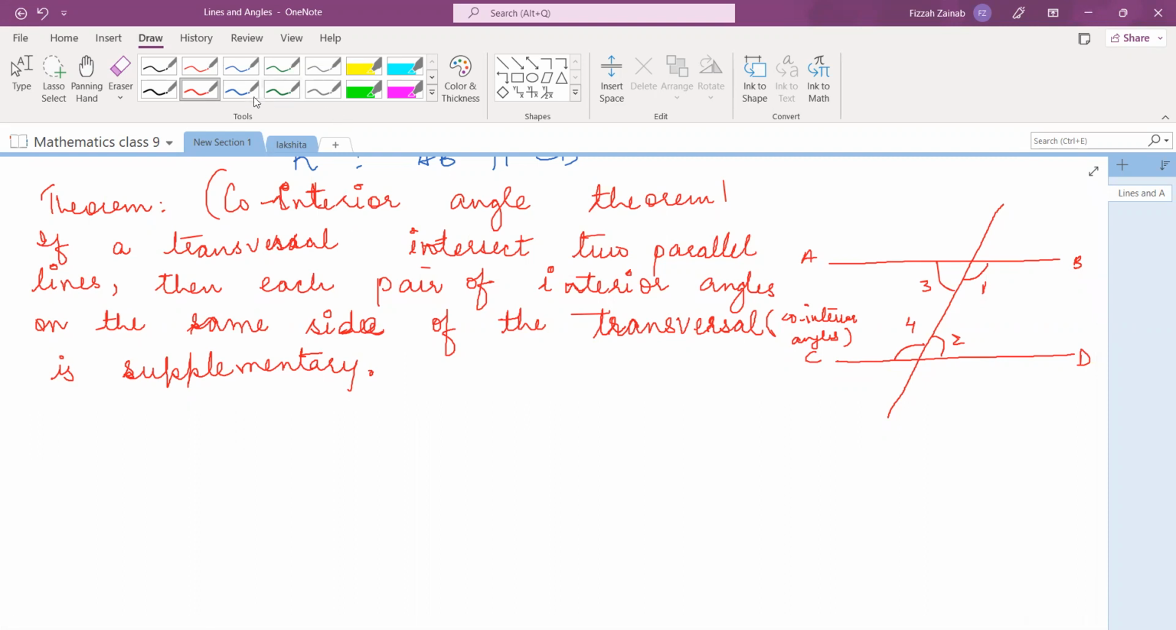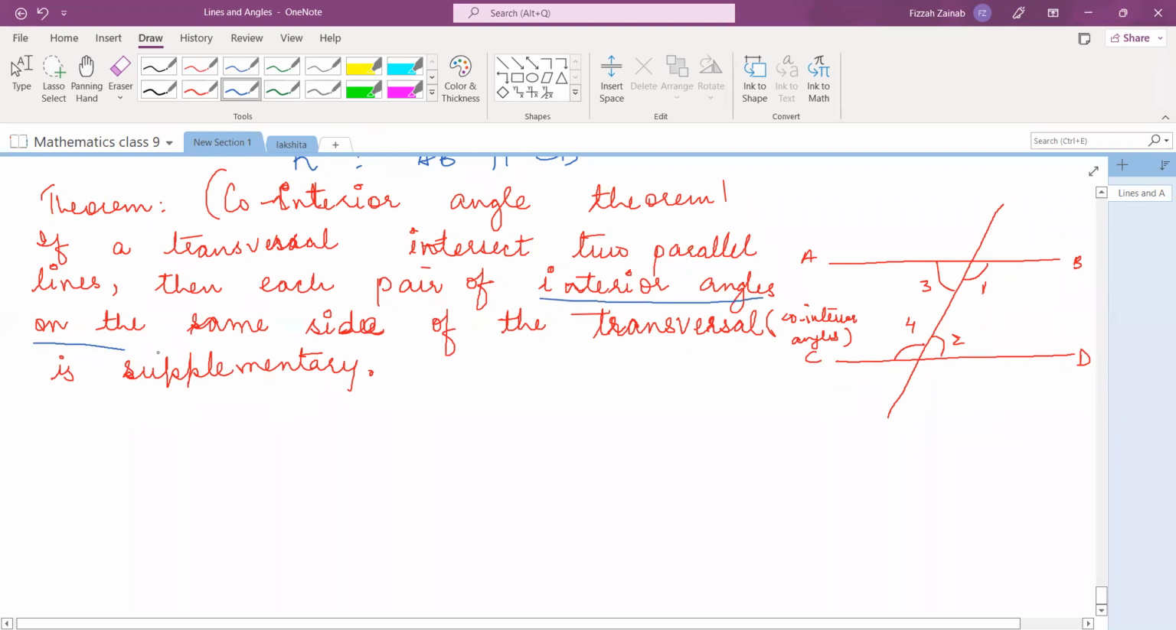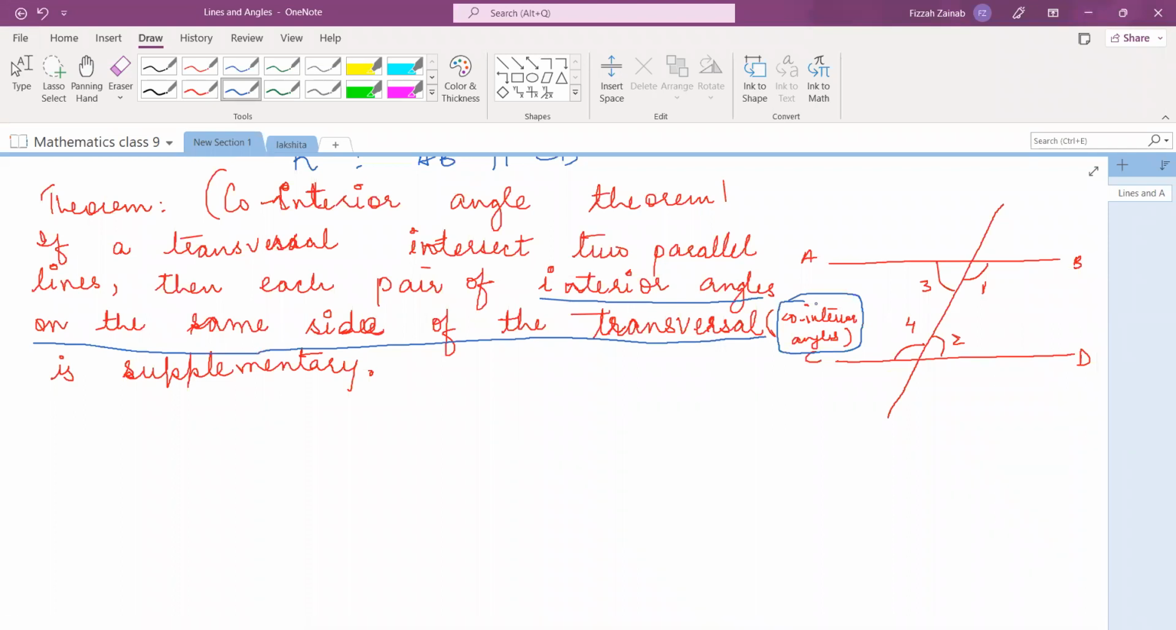Okay, now please try to understand what the theorem is. First of all, interior angles on the same side of the transversal. That means the angles have to be interior. They have to be on the same side of the transversal. So these types of angles are actually called co-interior angles. Understood? So the theorem is saying that if a transversal intersects two parallel lines, then each pair of co-interior angles is supplementary. So please note, not equal, it's supplementary, right?